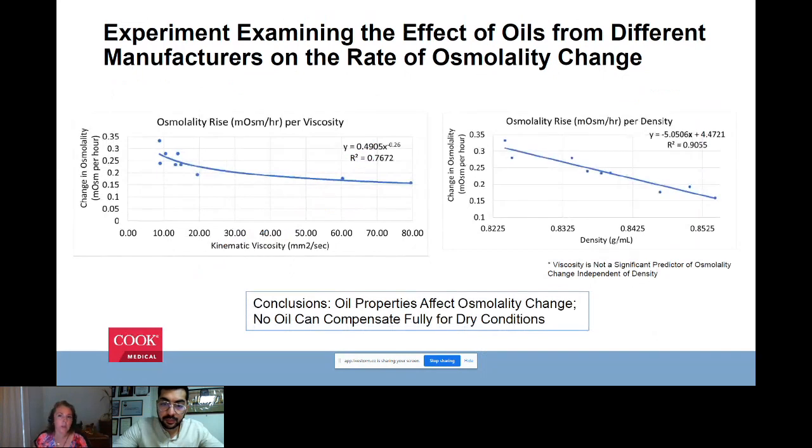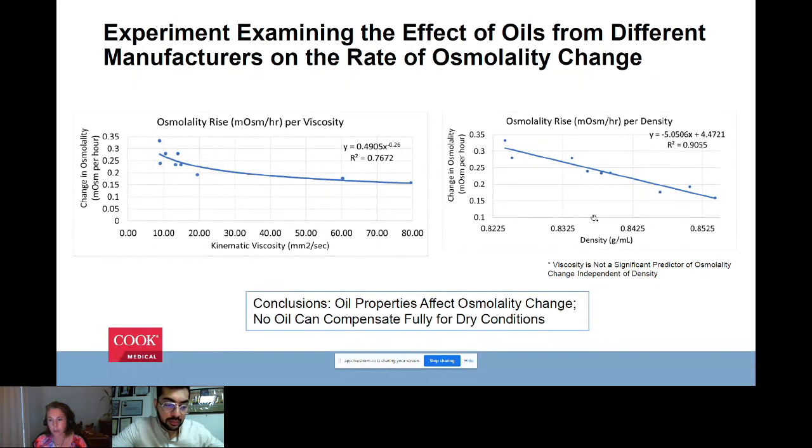So then we were trying to examine the effect of oil from different manufacturers on the rate of osmolality change, based on these oils' different kinematic viscosity and density. Viscosity being the thickness, the resistance to flow, and density being how tightly packed the molecules are in a solution. If you look at the graph on the left, which is the one with the viscosity, you can see that the slope coefficient shows a trend towards higher rates of rise in osmolality as the viscosity gets lower. So obviously the viscosity does have an effect on osmolality rise.